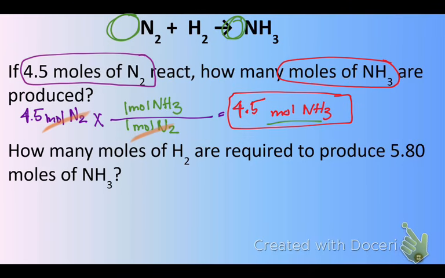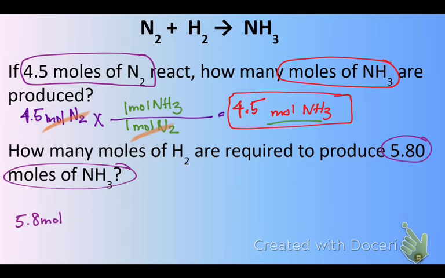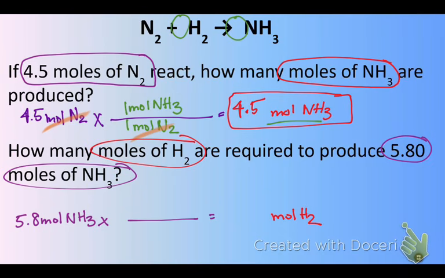Now, this is kind of convenient because if we pay attention, all of the coefficients are 1 in this one, but we'll still set it up the same way. So how many moles of H2 are required to produce 5.80 moles of NH3? So our given is 5.8 moles of NH3. And I am trying to convert that into our unknown, which is moles of H2. Now I have to use my coefficients for my conversion factor. So I have NH3 and H2.